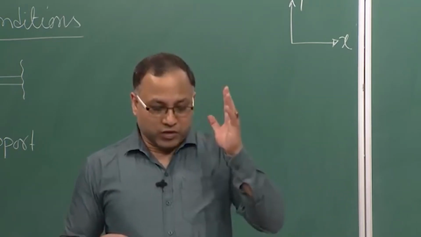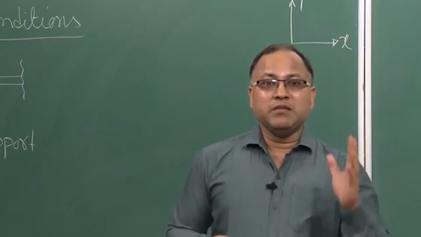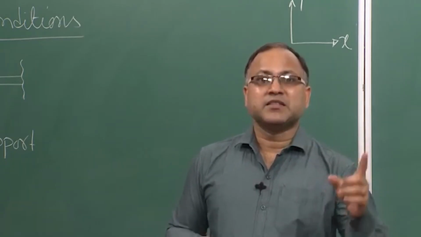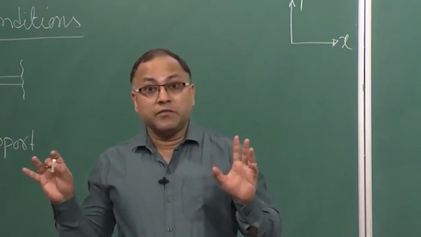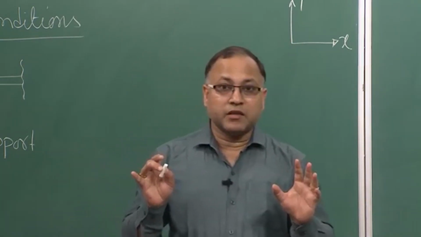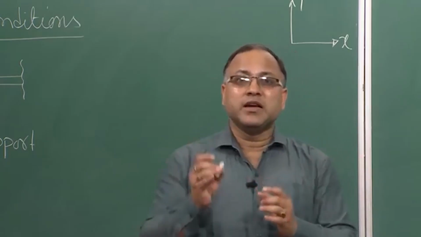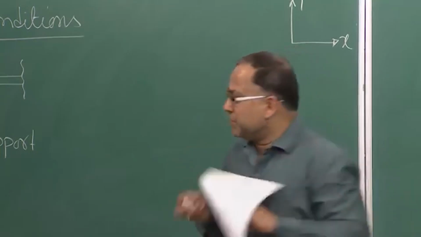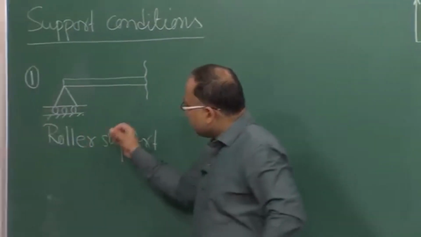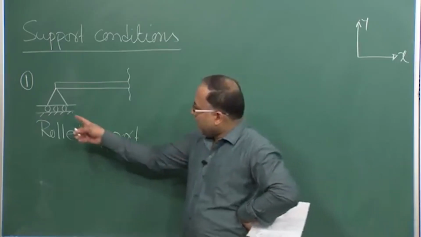So, what we can say? We can say that a support will give me the reaction if it restricts the movement in that direction, and the support will not give me any reaction if it allows the movement in that direction. Okay, fine, fair enough. So, if that is so, this roller support, if you look at, I have rollers here.